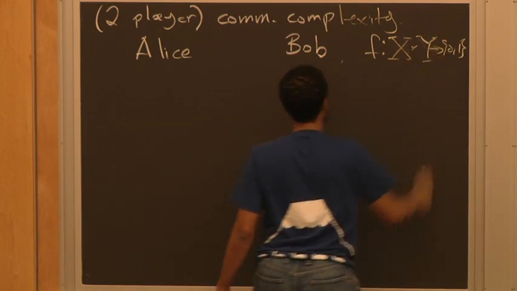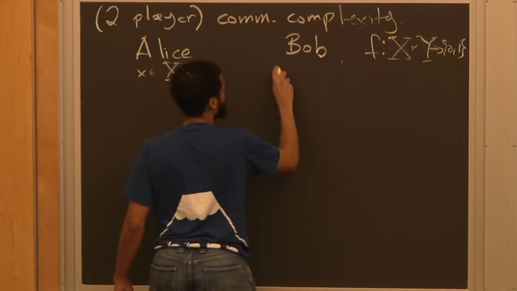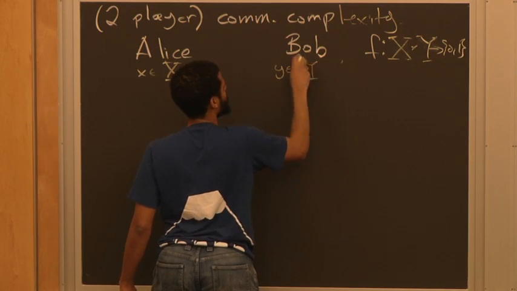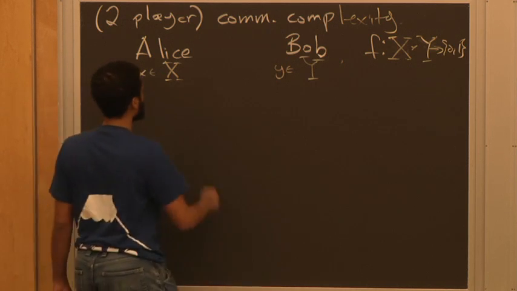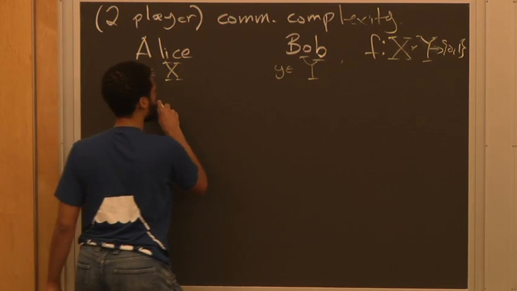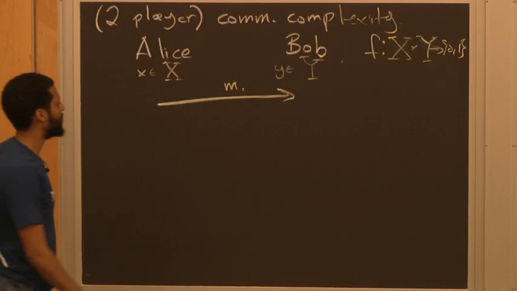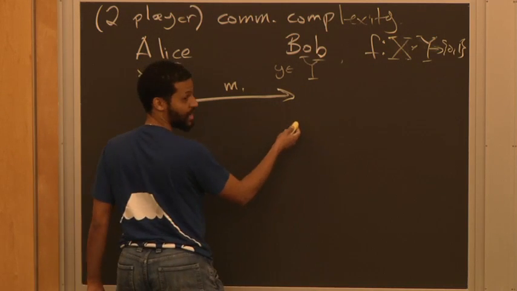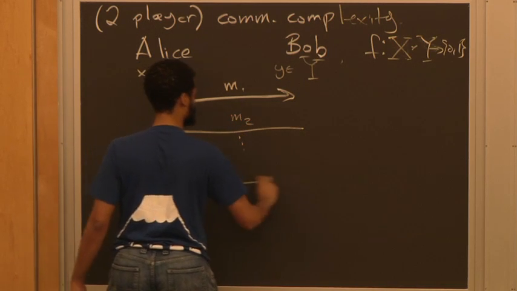Okay. So Alice secretly gets some little x in that set capital X, and Bob secretly gets some little y in that set, capital Y. And what they'd like to do is compute the function f. They want to compute f of x, y. So let's say Alice is the one who starts the conversation. Alice will send some message, M1, to Bob. Okay. Bob will then get that message and then decide to send another message back to Alice, etc.